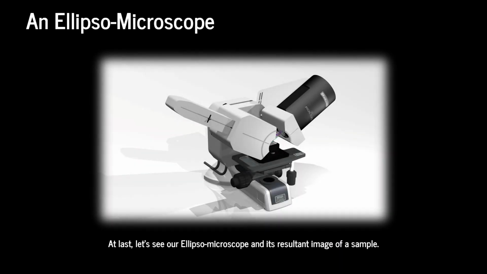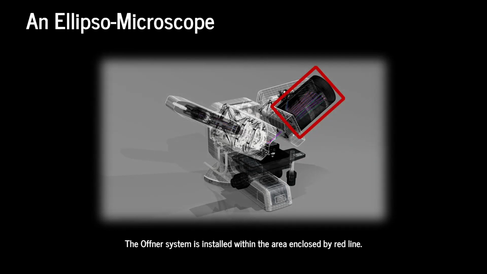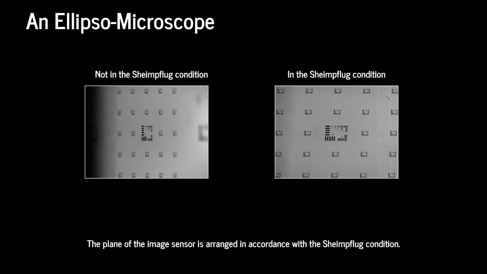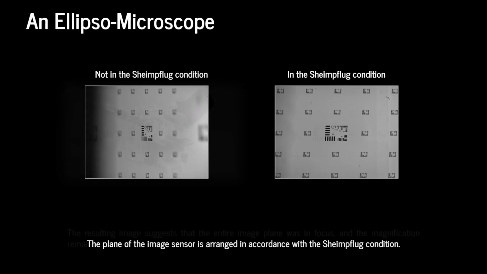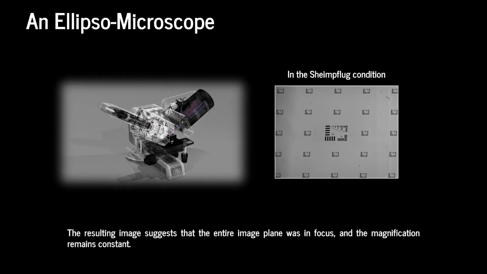At last, let's see our Ellipso Microscope and its resultant image of a sample. The Offner system is installed within the area enclosed by the red line. The plane of the image sensor is arranged in accordance with the Scheimpflug condition. The resulting image suggests that the entire image plane was in focus, and the magnification remains constant.